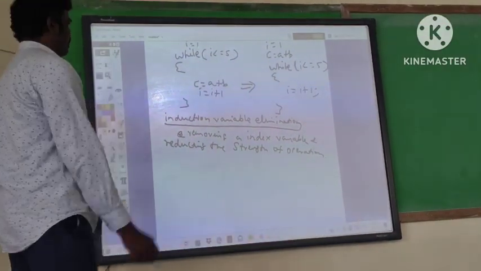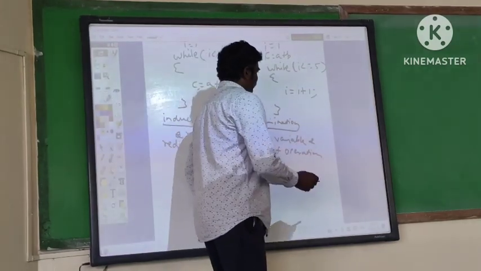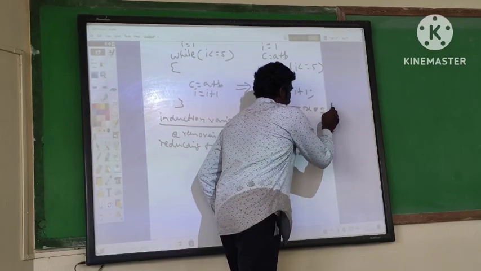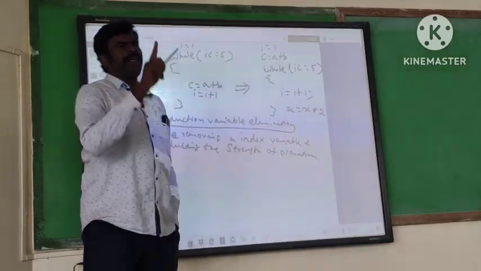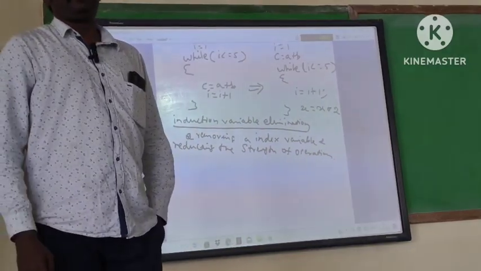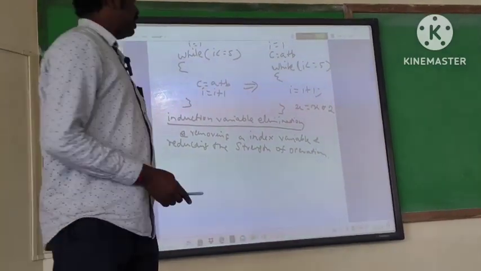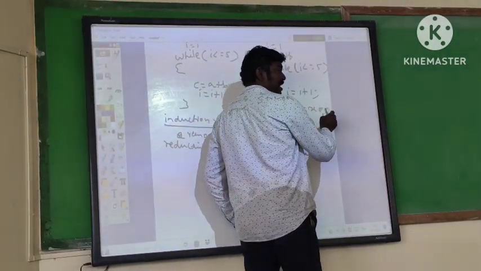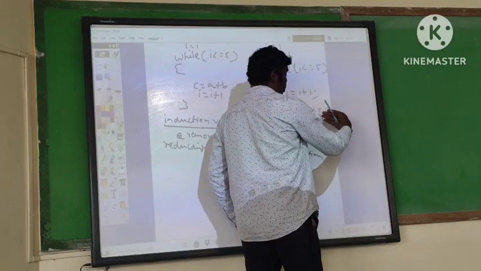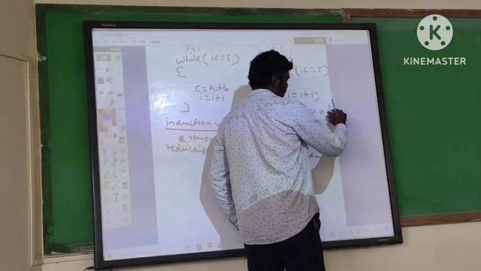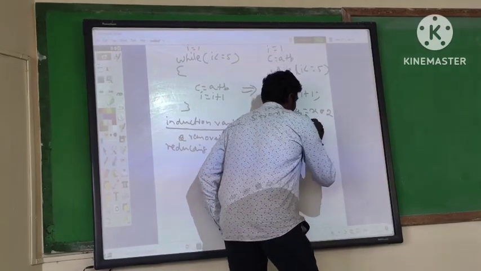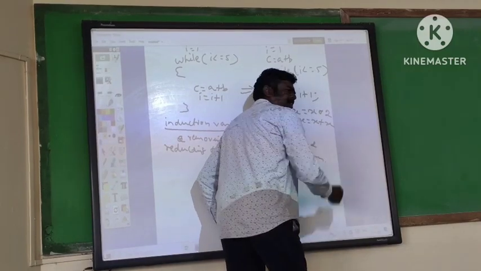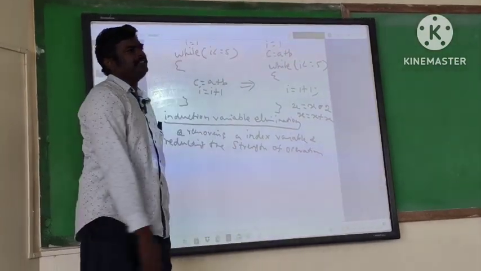Okay, now what is meant by reducing strength? Say for example, let us see that I have x is equal to x star 2. Multiplication is a complicated operation, having higher precedence. Suppose I want to get the same answer by replacing it with another, reduced operation. Multiplication can be replaced by addition here. I can write x is equal to x plus x. Am I right? I'll get the same answer.